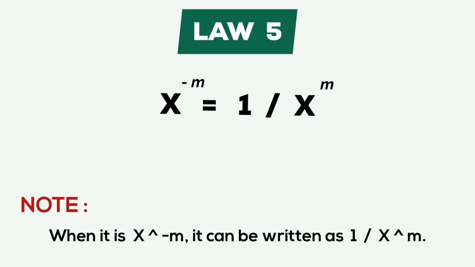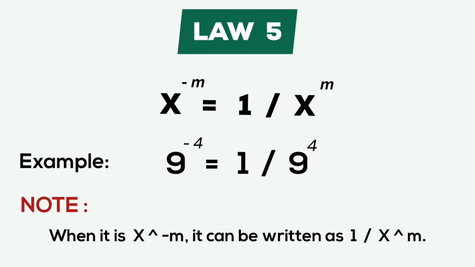Fifth law, x to the power minus m is equal to 1 upon x to the power m. When the base x consists of power minus m, then the term can be written as 1 upon x to the power m. For example, 9 to the power minus 4 can be written as 1 upon 9 to the power 4.